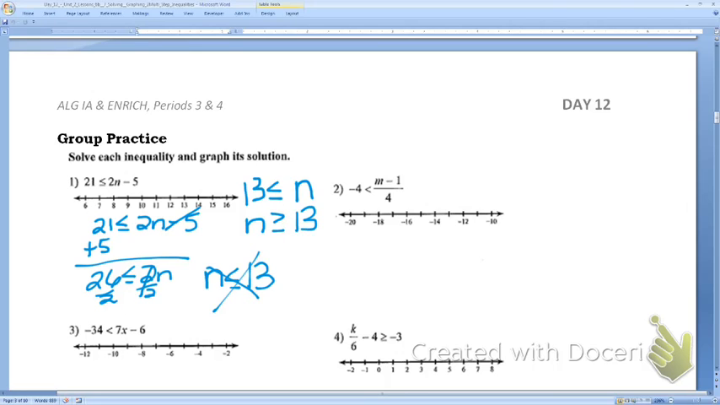13. Do you see why you would have gotten it wrong? When you graphed it, you would have been pointing your line the wrong way. So I graph my endpoint, the 13, and it is closed to the right.